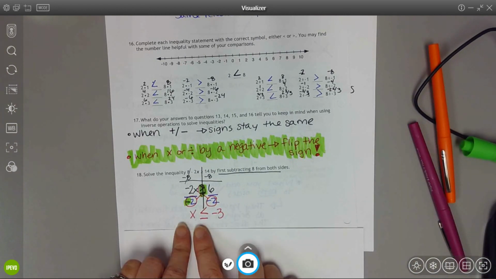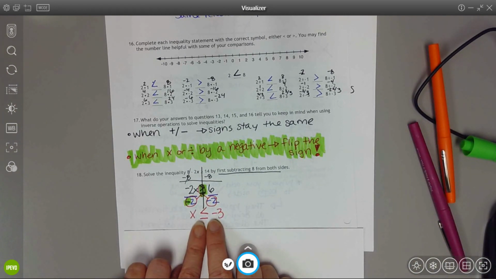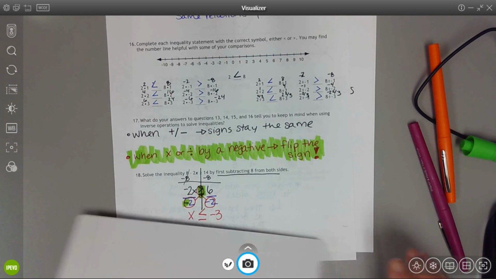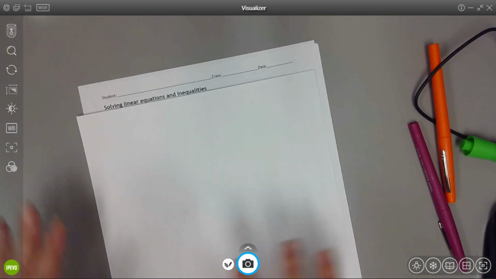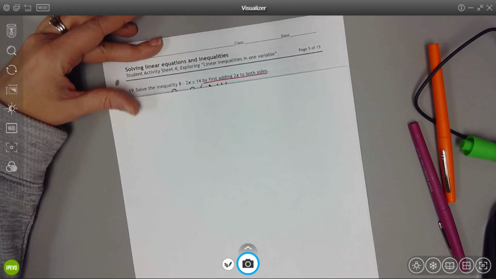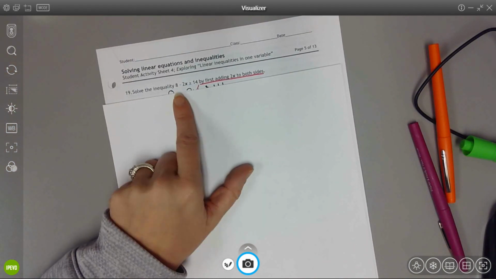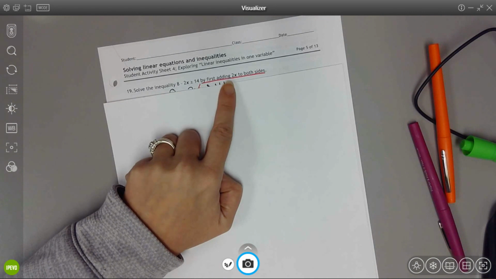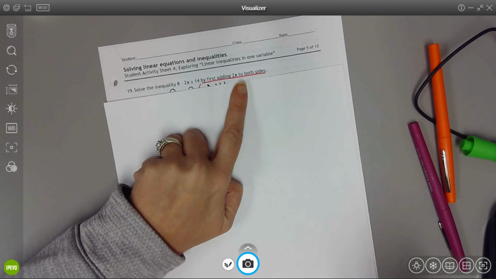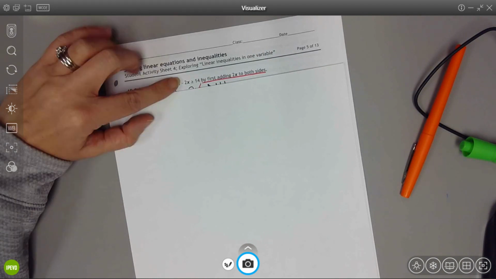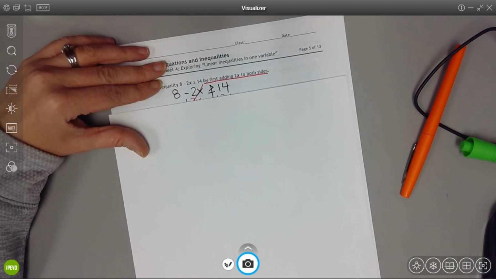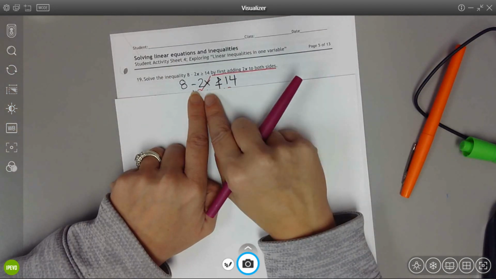So what I end up with is x is less than or equal to negative 3. Question 19. Same problem, but this time they want us to work backwards on it. Instead of subtracting the 8, they want us to add the 2. So let's go ahead and add the 2x to both sides here.